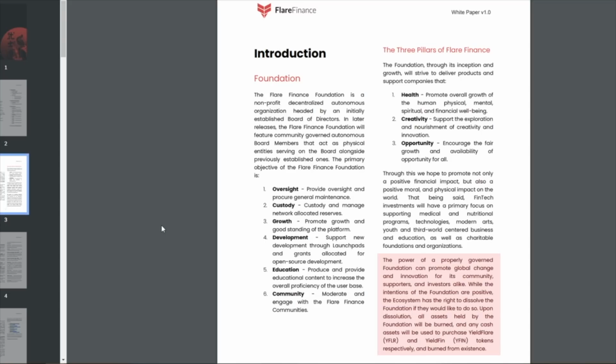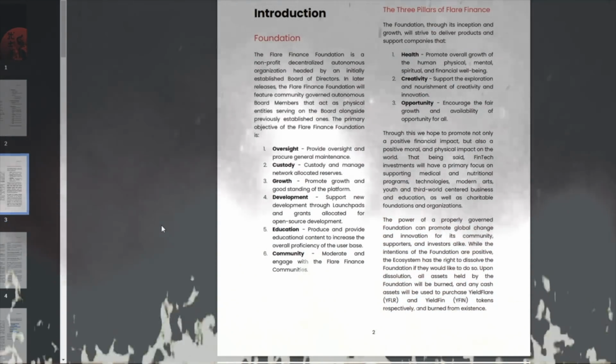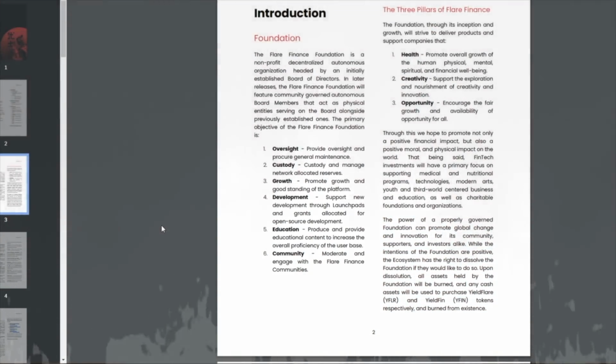While the intentions of the foundation are positive, the ecosystem has the right to dissolve the foundation if they would like to do so. Upon dissolution, all assets held in the foundation will be burned, and any cash assets will be used to purchase Yield Flair, or YFLR, and Yield Fin, YFIN, tokens, respectively, and burned from existence.